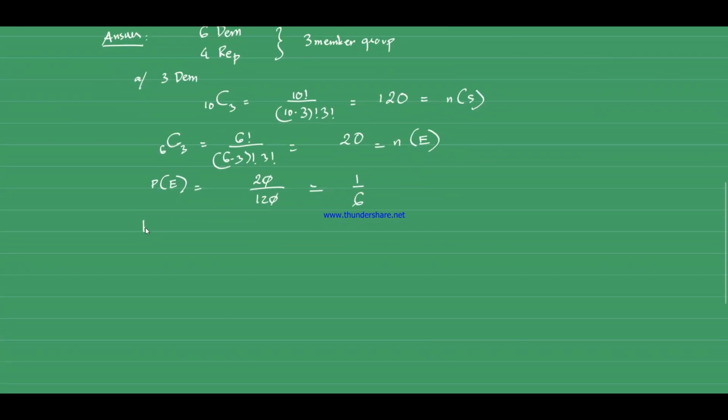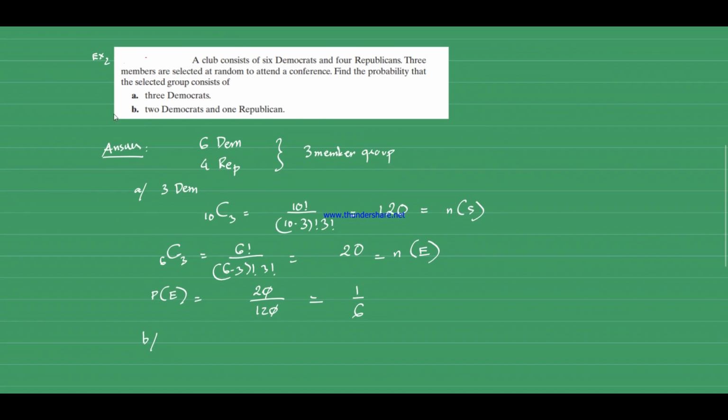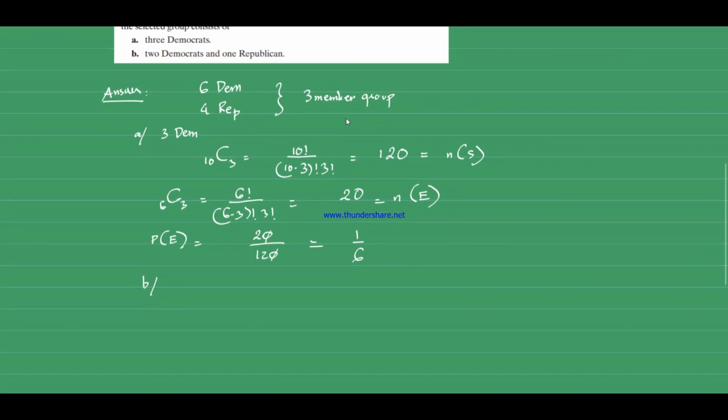Now for part B, we want 2 Democrats and 1 Republican. So for 2 Democrats, we do C(6,2): 6 factorial over (6 minus 2) factorial times 2 factorial.